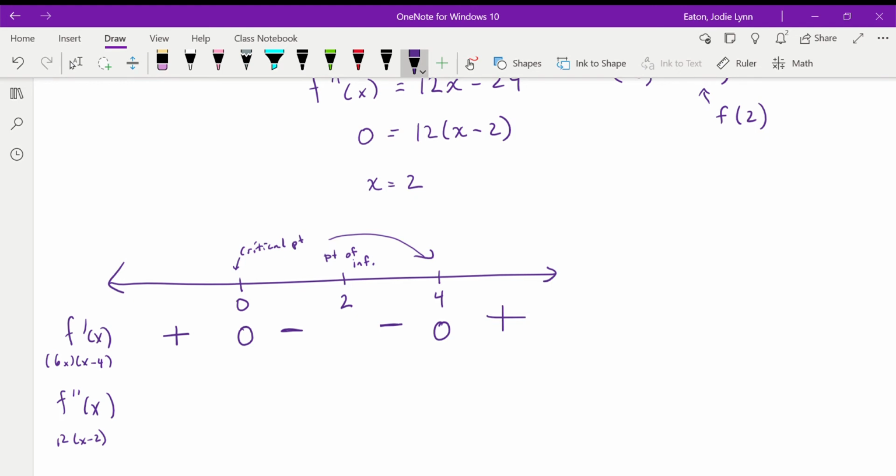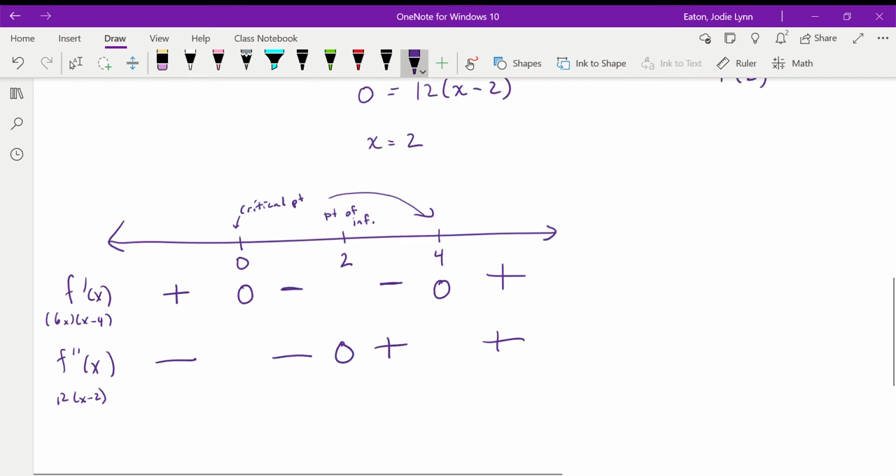F double prime of x, we have 12 times x minus 2. So when we're smaller than 0, x minus 2 is clearly negative. When we are between 0 and 2, x minus 2 is still negative. 12 is going to be positive no matter what. When we become greater than 2, it starts to be positive. Okay, and here at 2, it's equal to 0. That's going to be where it changes.